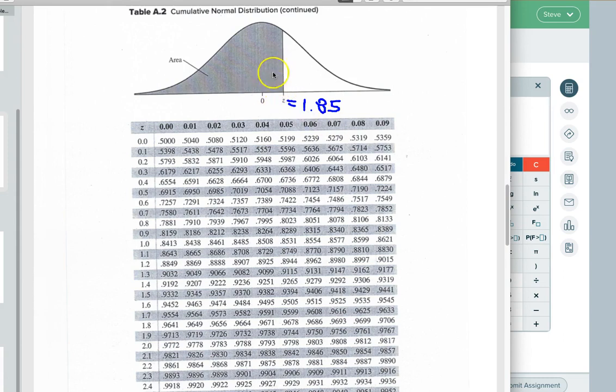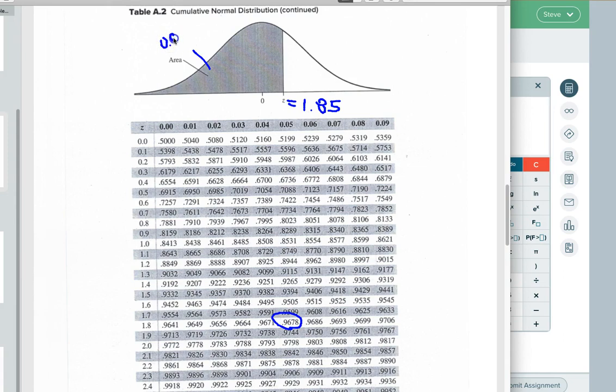Now, how do we do this? That would be giving us this area to the left, so we look up 1.85. There's 1.8, and 5 is right here. So at a positive z value of 1.85, which is to the right of 0, you know the area has to be bigger than 50%, 0.5, and it tells us it is quite a bit bigger.